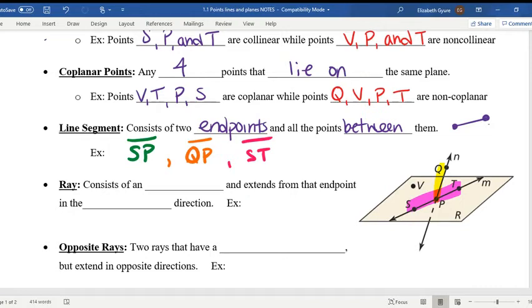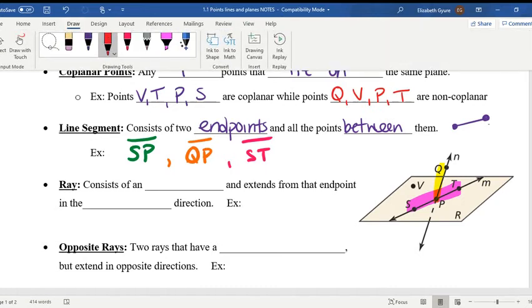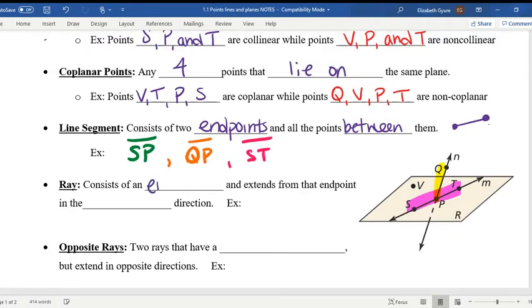Okay. Then we have a ray. A ray consists of an endpoint and extends from that endpoint in one direction. So a ray looks something like this. You're going to have a point and then a little line coming out of it that only goes in one direction. There's actually also a lot of rays in this picture.